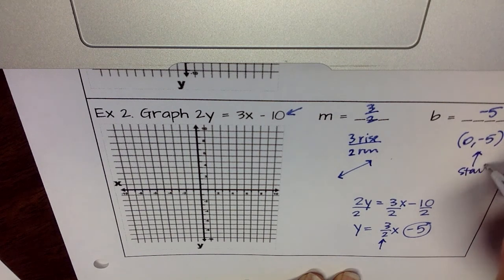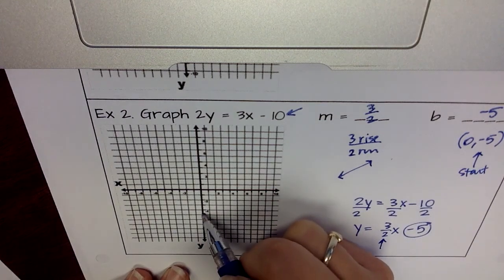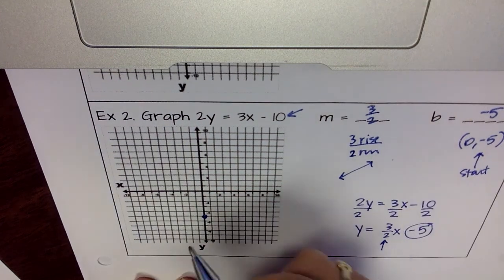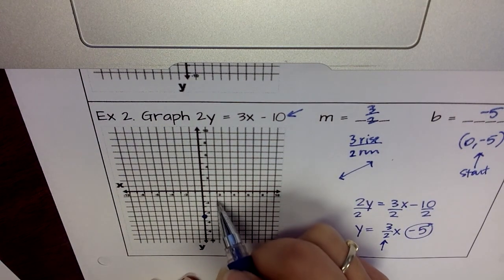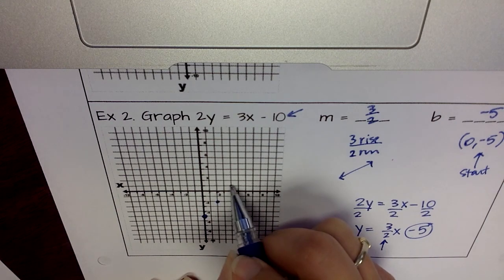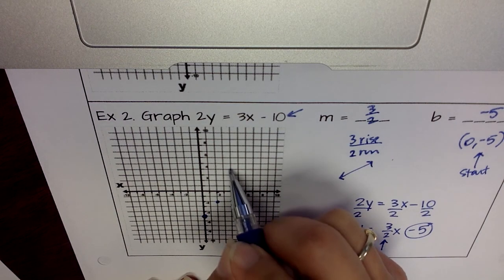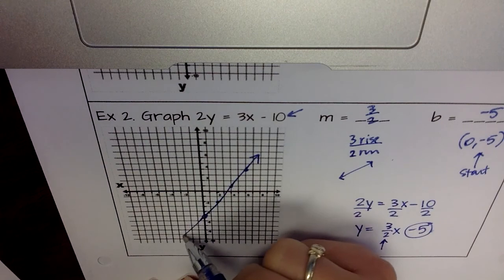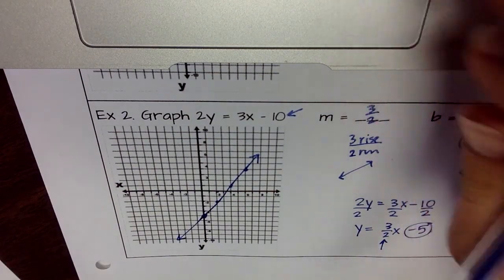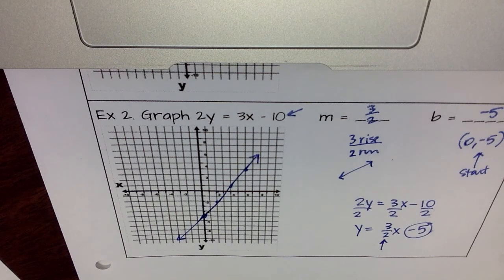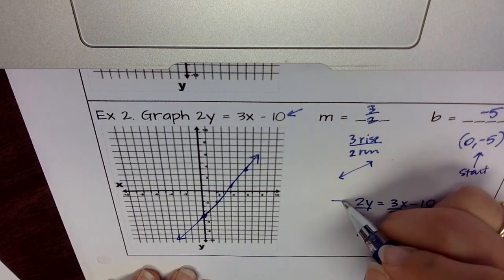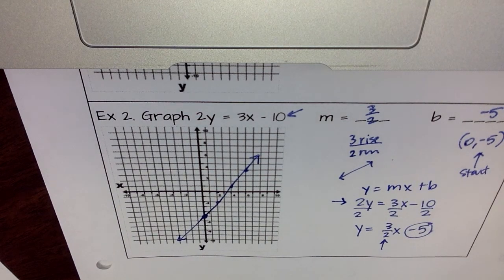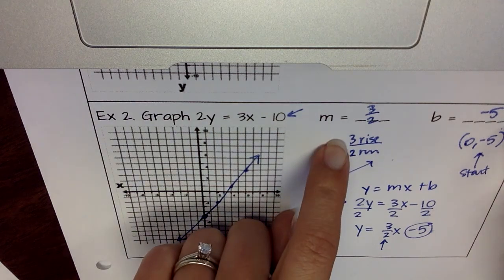Remember, we start here. I'm going to plot 0, negative 5 on my graph. And then I'm going to count rise over run. I want a positive graph, so I'm going to go up 3, 1, 2, 3, over 2. Up 3, over 2. Once I have a few points, I can connect and draw my arrows to indicate that the line is going to go on and on. So again, you have to put it in y equals mx plus b form. You need to put it in slope-intercept form first, then identify your slope and y-intercept.